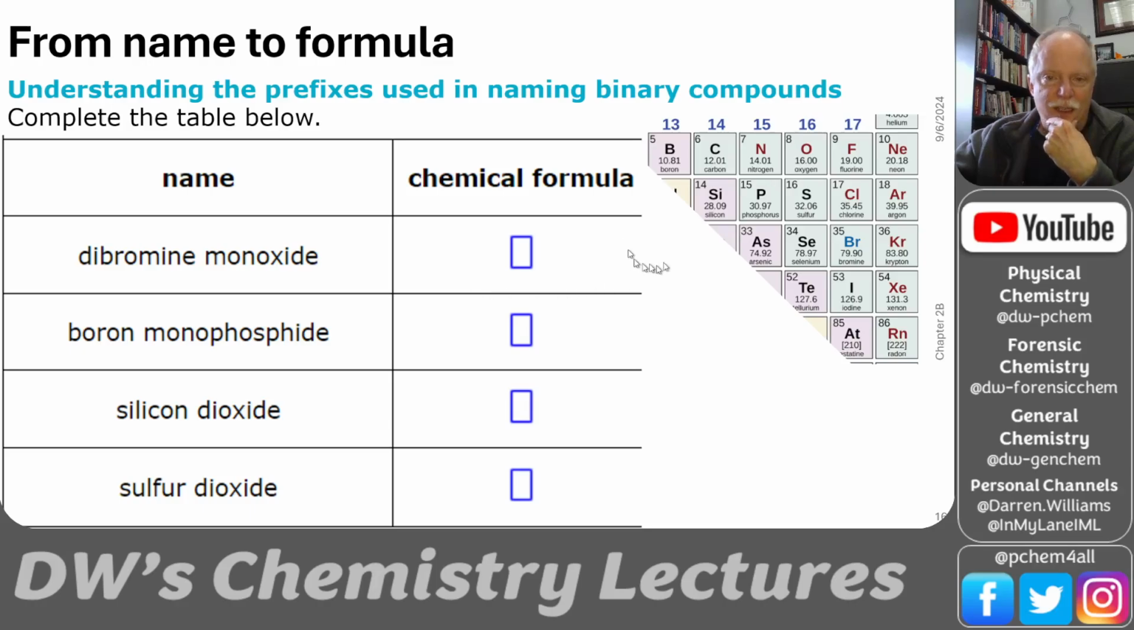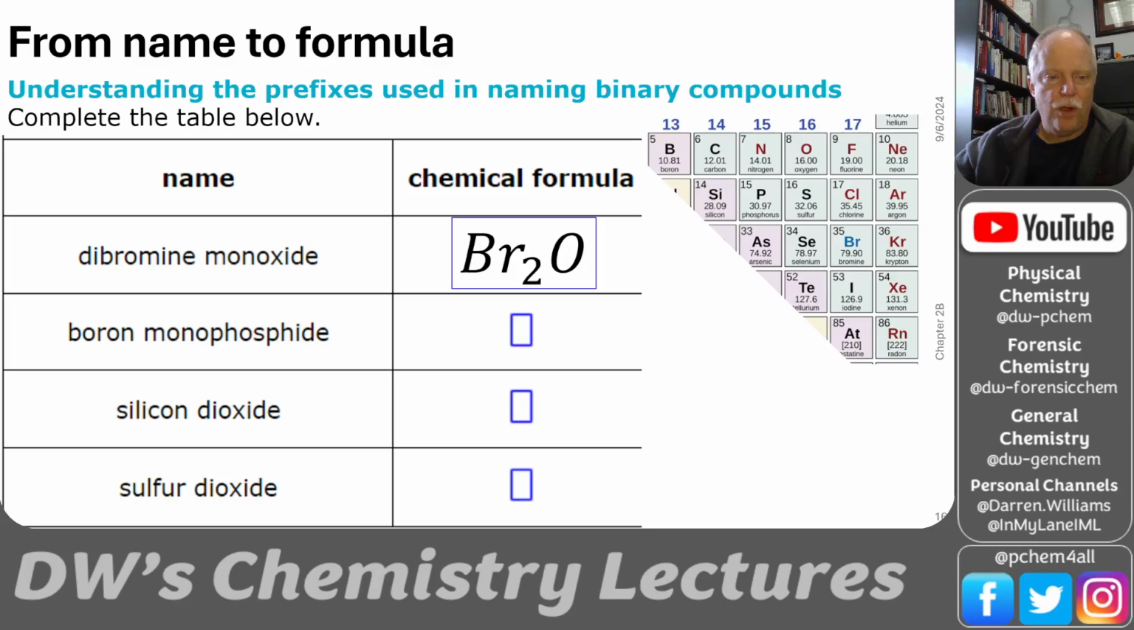So let's practice again with the molecular compounds, these covalent compounds made of the nonmetals. So now we have dibromine monoxide. So we've got to know, again, this dibromine, that's going to be Br2, and then monoxide is going to be a single oxygen, so Br2O.